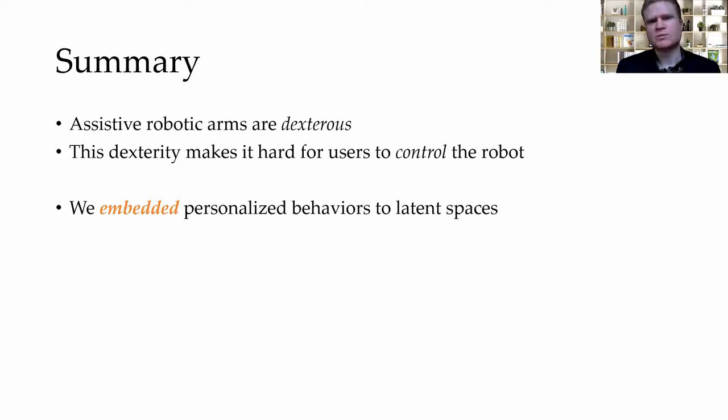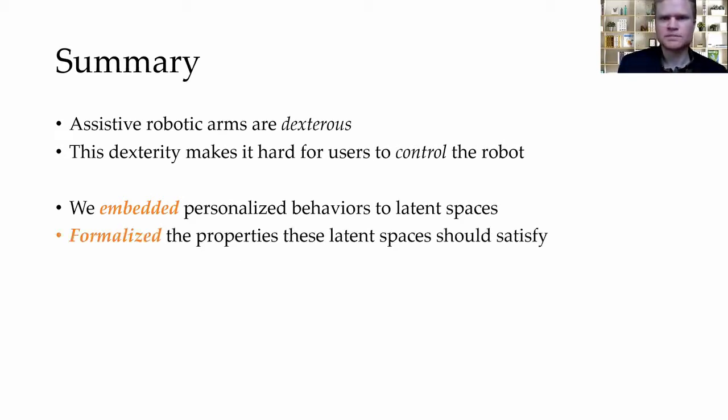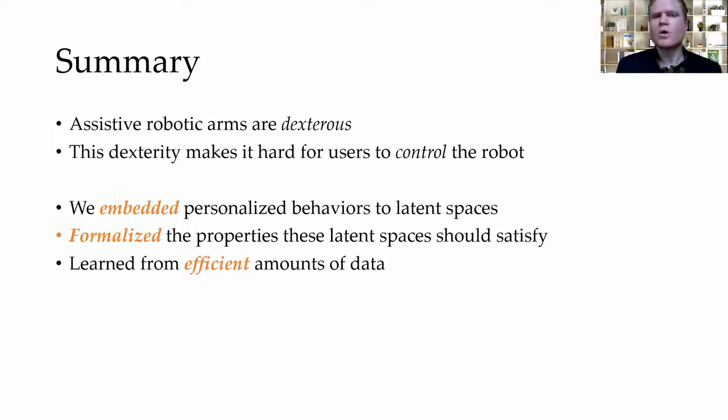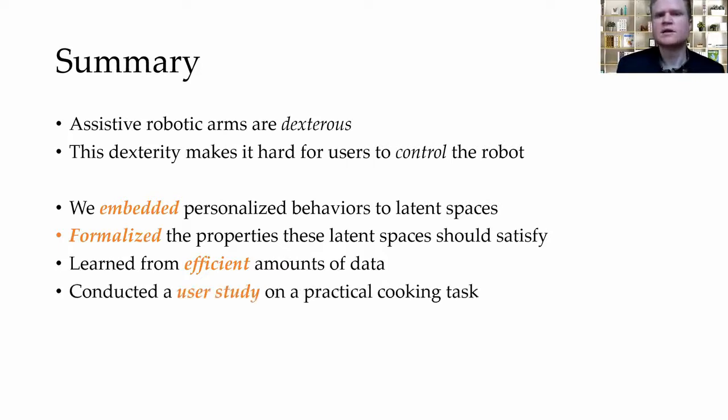So what we did is that we proposed we can embed high dimensional actions into a low dimensional latent space. We're going to learn this latent space directly from data and then give it to a user. In order to make sure that it's intuitive to that user, we tried to capture 4 different properties that we wanted it to have. We then trained these latent spaces based on what I would consider to be an efficient amount of data, about 7 minutes of kinesthetic demonstrations, and then performed this cooking task where people were able to make an apple pie using the latent space.